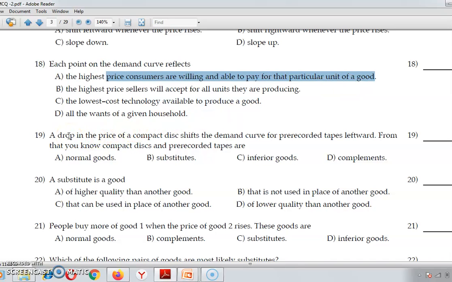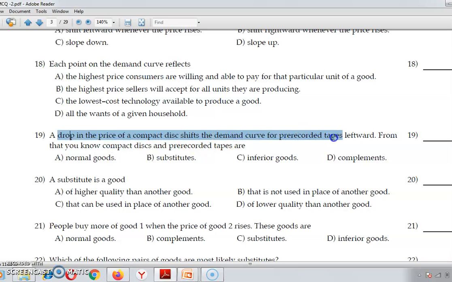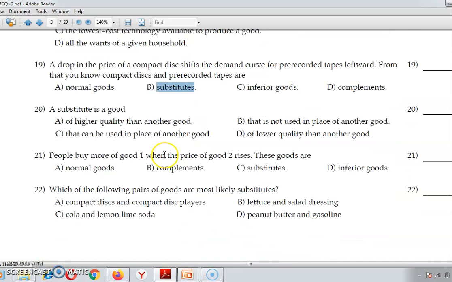19 number. A drop in the price of a compact disc shifts the demand curve for pre-recorded tapes leftward. From that, compact discs and pre-recorded tapes are normal goods, substitutes, inferior, complements. के हुन्छ, obvious कुरा हो, यिनीहरु चाहिँ सब्स्टिट्युट हो नि, एउटाले अर्कोलाई असर गर्छ. अब हेरौँ हामी 20 नम्बर A.